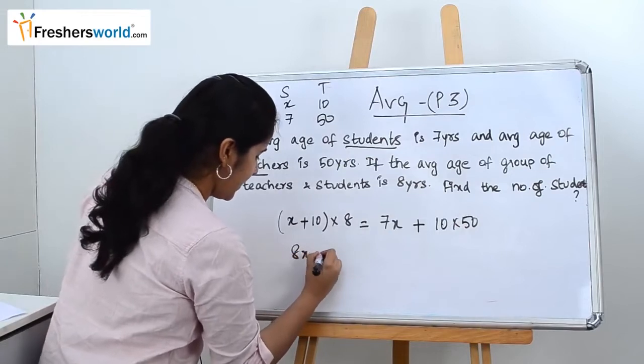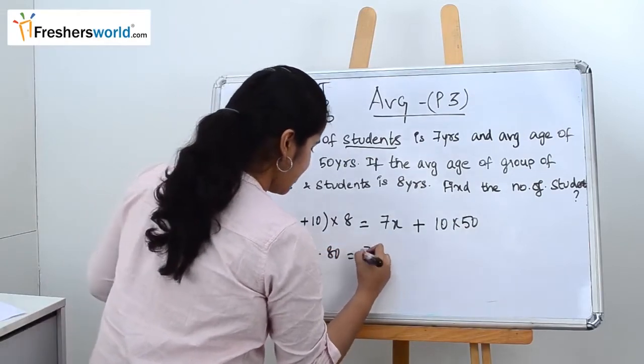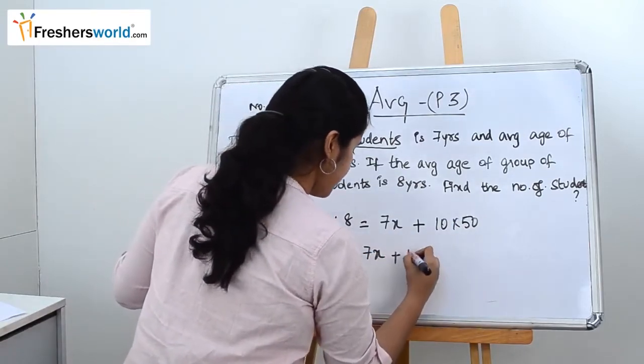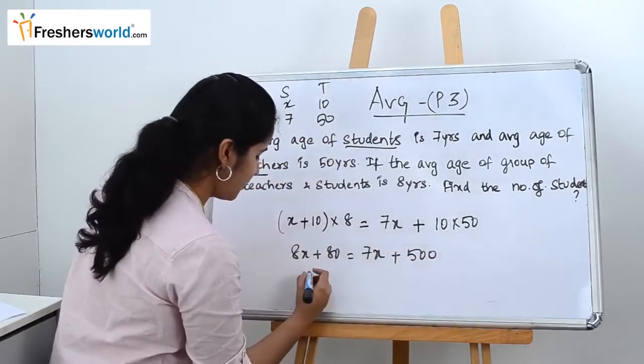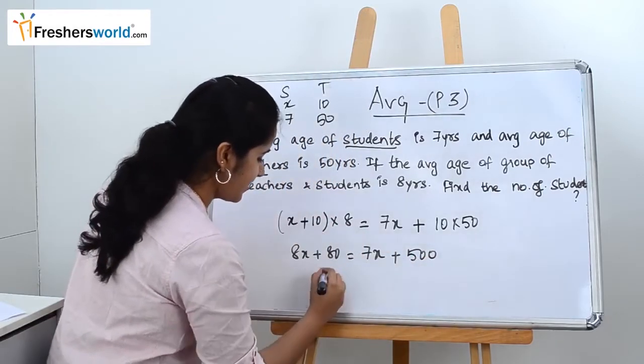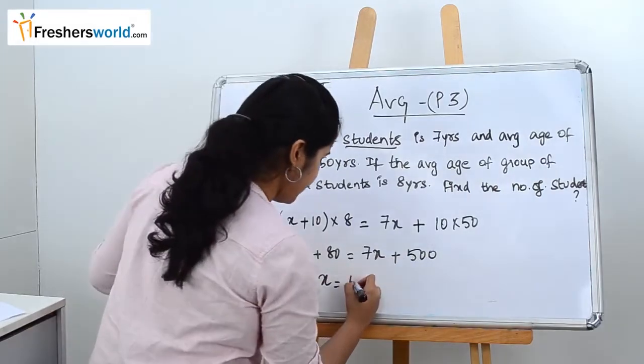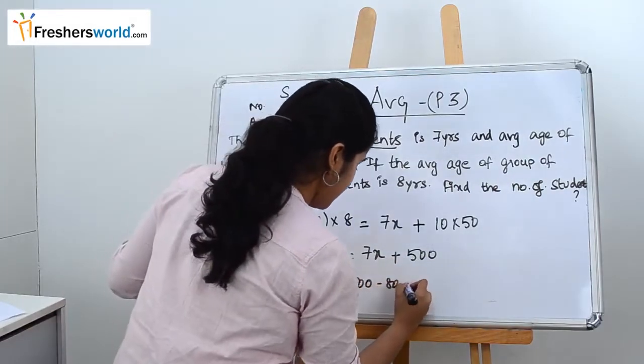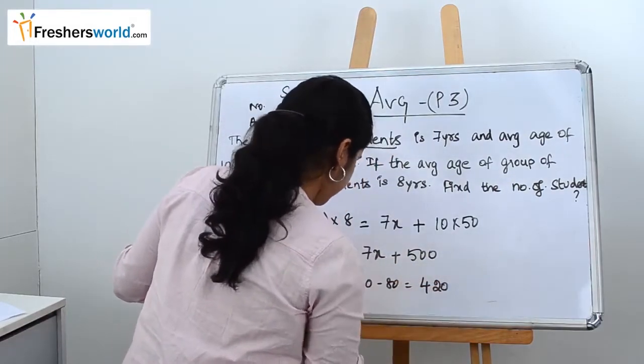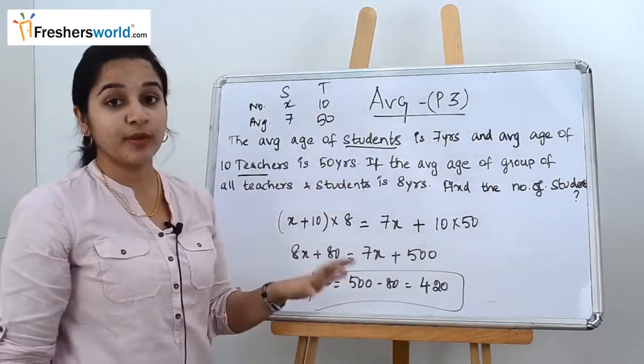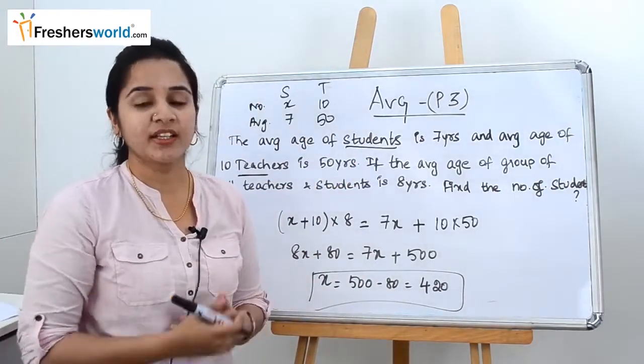So it becomes 8x plus 80 is equal to 7x plus 500. Take the x to one side: 8x minus 7x becomes x. 500 minus 80 becomes 420. So we know the number of students is nothing but 420. Let's go to the next problem.